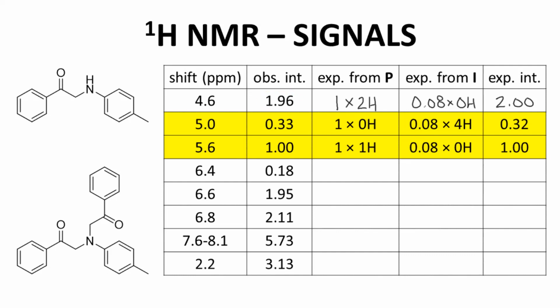Great. The next row is 6.4 ppm with an integration of 0.18. Based on this small integration, this peak must be from the impurity.